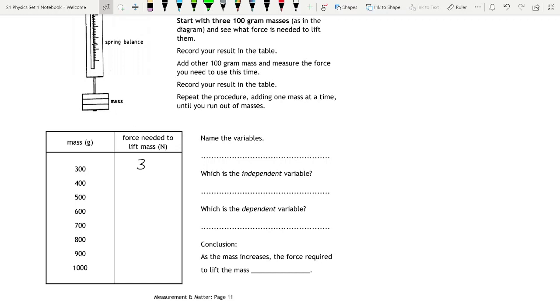Now, before we start, we're going to have a look at just the questions there. What are the variables? So what are you changing? And what are you reading? What are you measuring? The mass, yeah. So you're changing the masses. And then what are you measuring? Exactly.